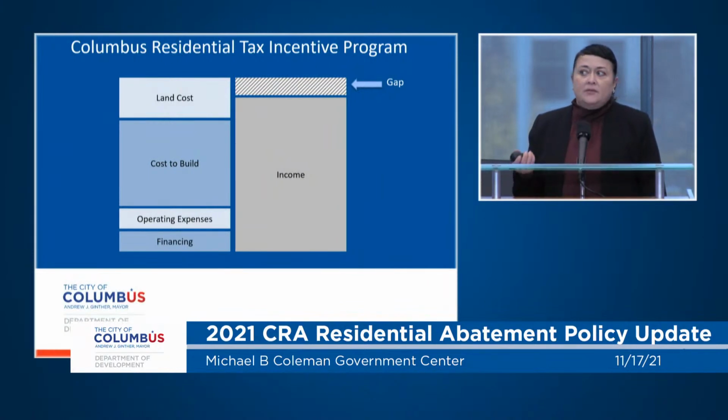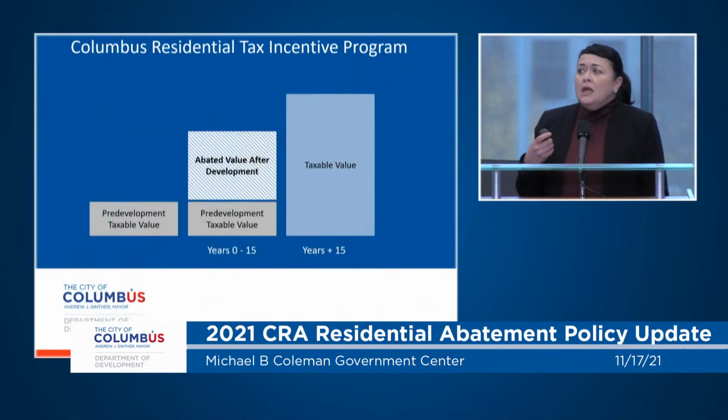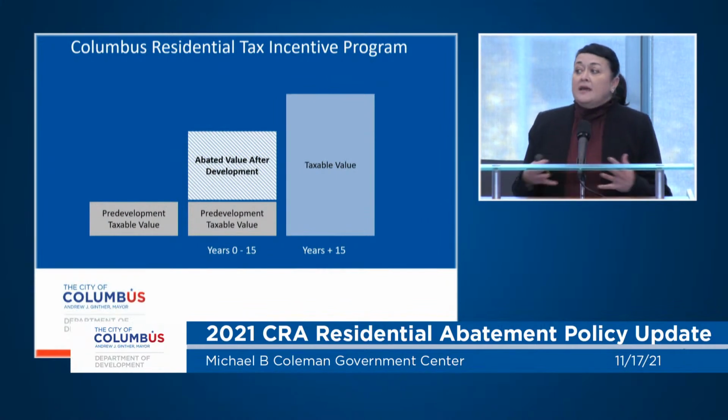So the residential tax incentive program is pretty straightforward for a lot of you in the room. The cost of construction, land costs, and all the other things that go into the development process a lot of times don't end up equaling out to the income that you can get off of the property. And so there is a gap that has been there in Columbus for a number of years. In order to address that gap, there's the opportunity to forego the tax on the improvements in the development. So the tax remains the original tax value. The abated tax is the value of the improvement, and that is for a period of 15 years, years 0 to 15. After year 15, the entirety of the development is on the tax roll.